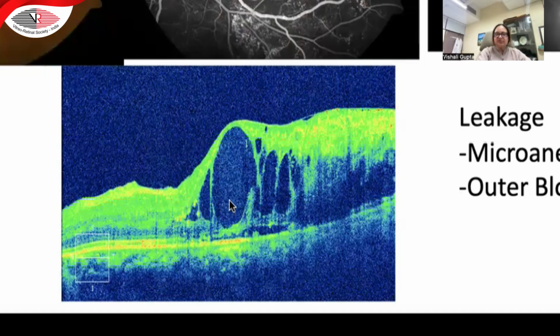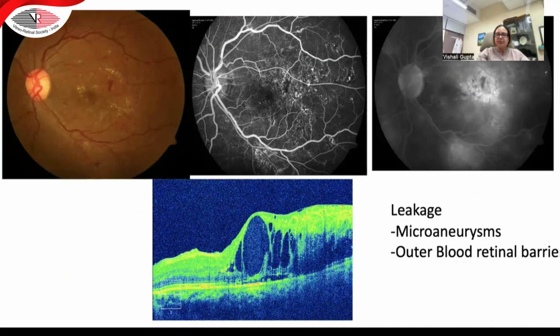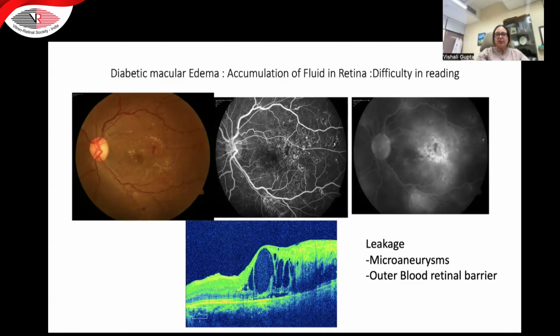What happens in diabetic macular edema is there is accumulation of fluid. You can see these cystic spaces, intraretinal fluid, and sometimes there is subretinal fluid, which causes accumulation of fluid in the center. And since this is the area involved in near vision, the earliest symptom will be difficulty in reading in these patients.